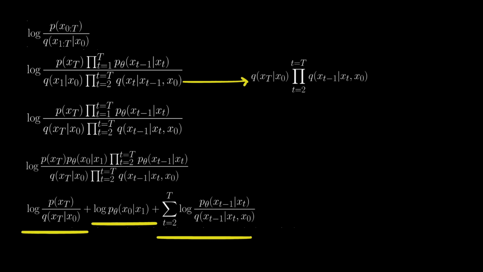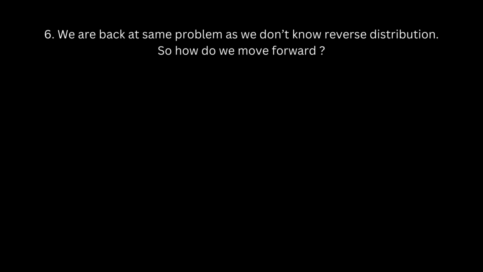And since we want to maximize the lower bound, we want to minimize all of these KL terms. The good part about this formulation is that the last term involves two quantities of the same form. And this is simply requiring the approximate denoising transition distribution to be very close to the ground truth denoising transition distribution, conditioned on x0.